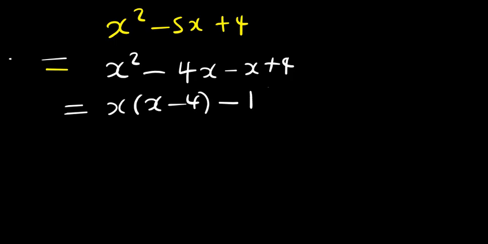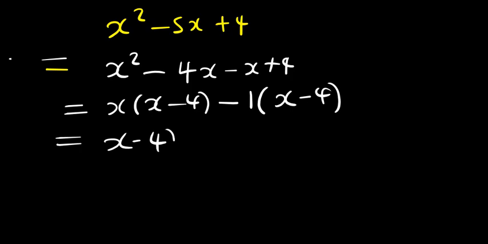Okay, minus 1. Then I'm going to remain with x minus 4. Since x minus 4 is common, I'm just going to get 1. Then I'm going to remain with x minus 1. So basically that. So what will be our answers in this case?